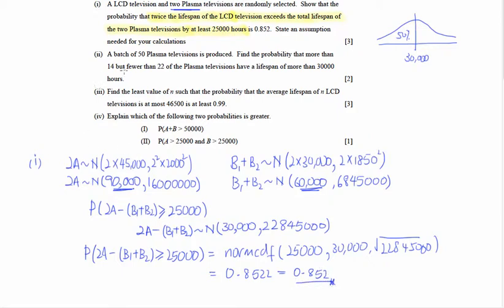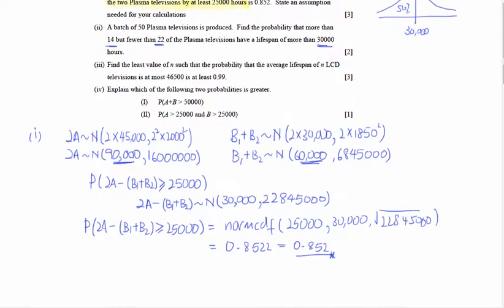So this is part 1. Alright, so let's move on to part 2. A batch of 50 plasma TVs is produced. Find the probability that more than 14 but fewer than 22 have a lifespan of more than 30 hours. So this sounds like a binomial distribution because we are talking about whole numbers first of all. Second, there's a maximum number of plasma TVs that's produced, right? So the maximum number is 50. Alright, let us scroll down a little.